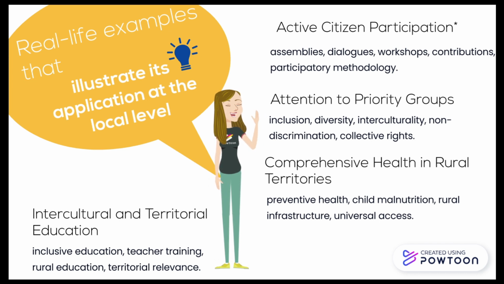The third example is comprehensive health in rural territories, strengthening health services in rural areas with an emphasis on children under 2 years of age to combat chronic malnutrition. The fourth point is intercultural and territorial education. That supports bilingual education in indigenous and rural communities, and access to locally relevant technical and higher education.